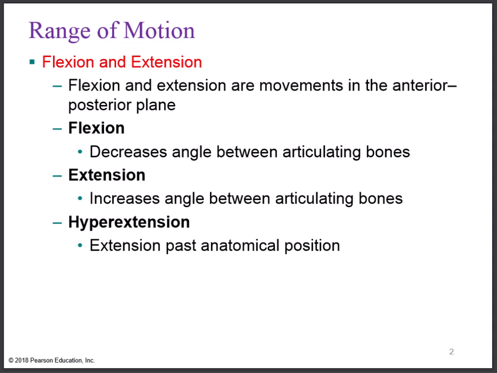Flexion, we're going to see when you look at the joint, the angle of the joint is going to decrease between the two bones that make up the joint, right? So we have here it decreases the angle between the articulating bones. Now extension is the exact opposite. Extension increases the angle between the articulating bones, right, which are the bones of the joint. And then there's a type of extension called hyperextension, which moves the body part past the anatomical position.